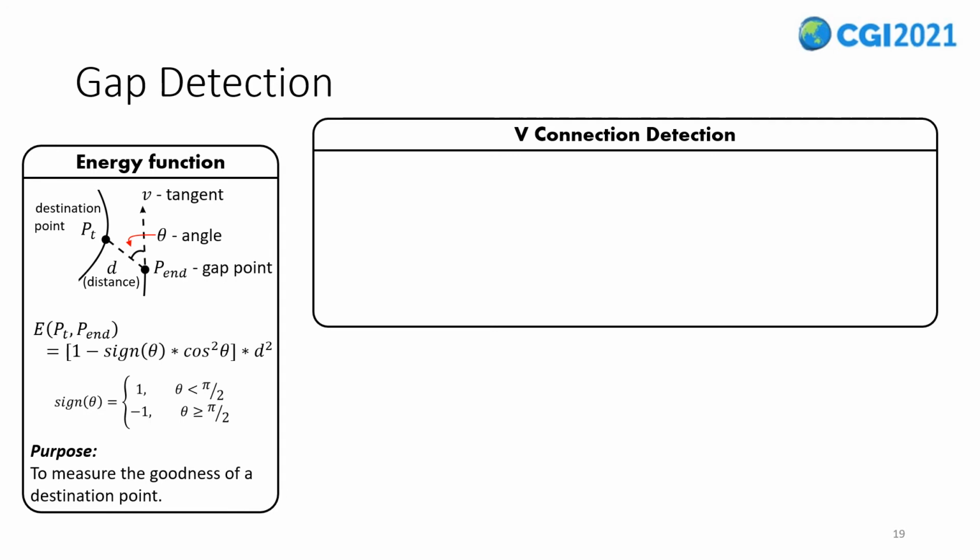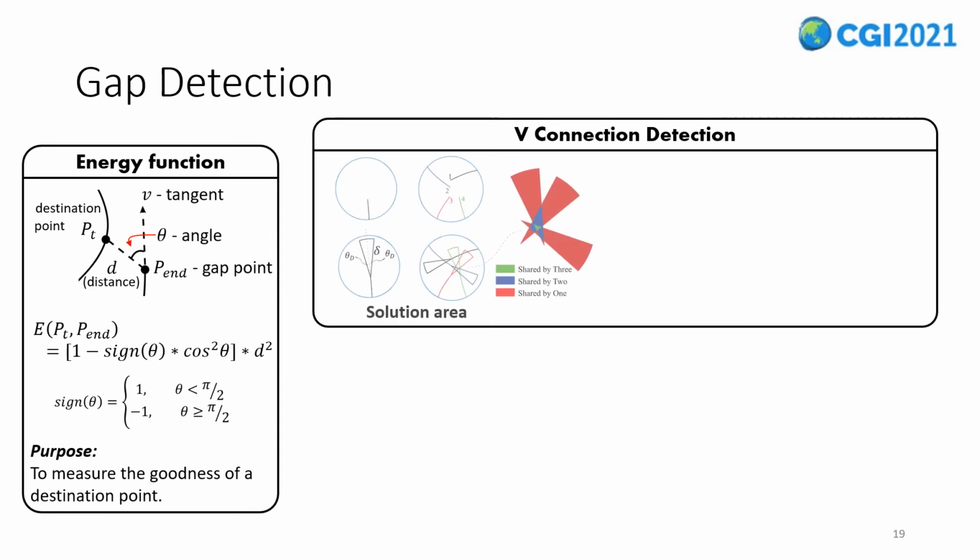For one cluster, how do we know if there exists a V connection? Here we introduce a concept called solution area. Theta d represents the maximum allowed angle deviation of a gap point in V connection detection. For a cluster of gap points, we can find their solution areas.